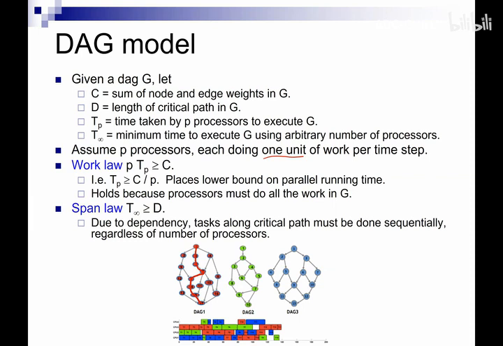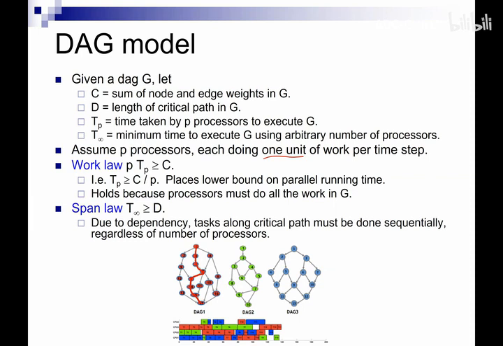The reason for this is just what I said previously: because this is a critical path, all of the nodes are dependent on the preceding nodes in this critical path. So no matter how you assign your processors, you have to do the nodes on this critical path in order, one after another. You have to wait for the previous ones to finish before you can start the next one. So the time that you need to solve the tasks on this critical path is going to be D, no matter how many processors you have. Therefore we have the span law.